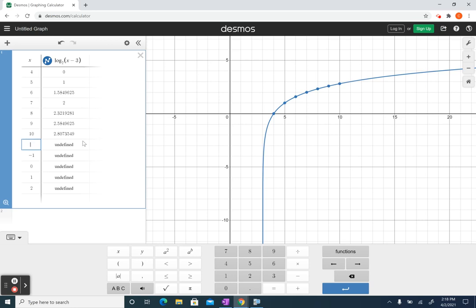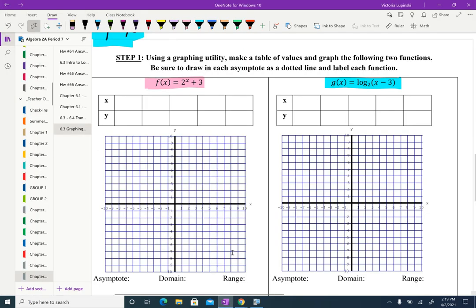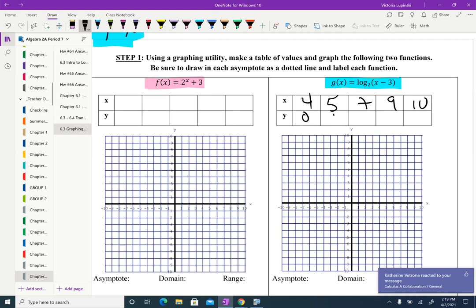So I'm going to take those values and write them on my paper. So I'm on the right-hand side now. Again, a couple of values that I chose. I picked 4, then I picked 5, and I'm going to just choose values that are a little bit spaced apart. You don't have to, but it just gives you a little bit of a nicer picture. So 4 gave me the 0, 5 gave me the 1, 7 gave me the 2, 9, 2.6, and 10, 2.8.